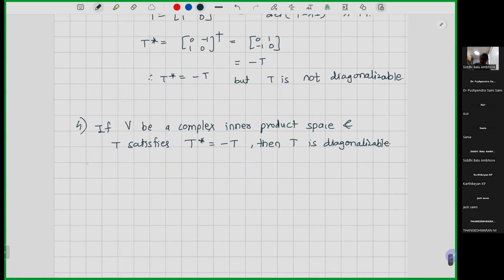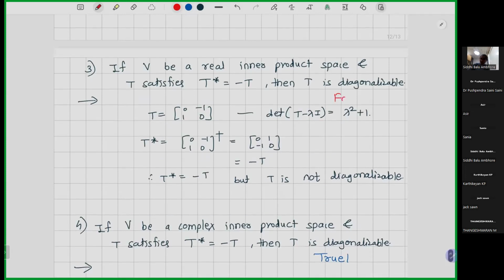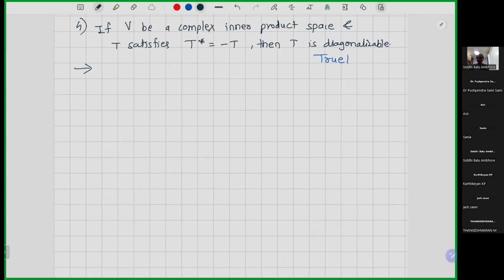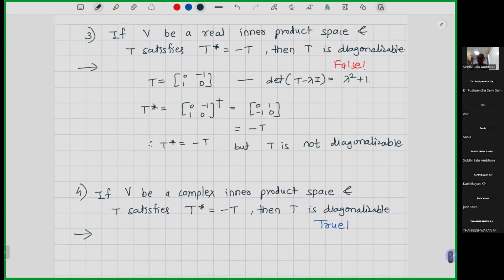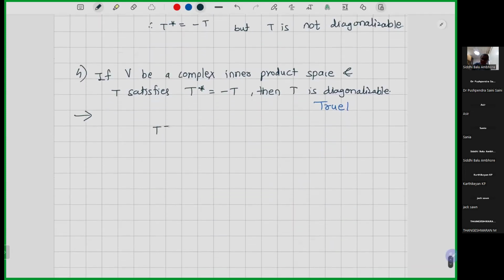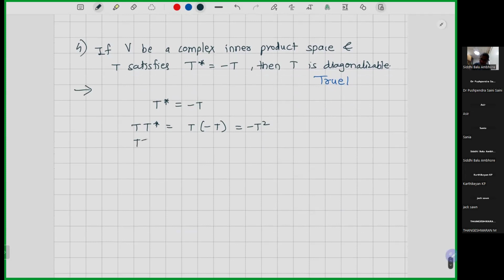Sir, could you please give me the explanation why this is true? Your guess is completely correct. So this statement is true. We actually don't even need to prove this. First thing is that since T star is equal to minus T is given, then what is T star T? It is minus T into T, which is minus T square. And what is T T star? It is T into minus T, which is again minus T square, right? So therefore, this T is normal.